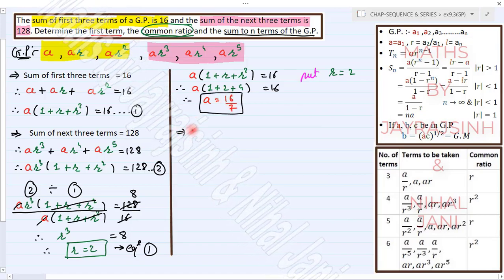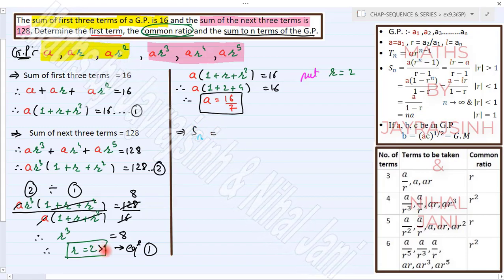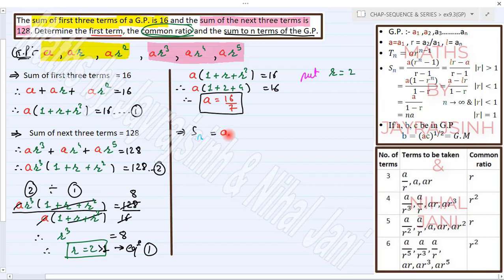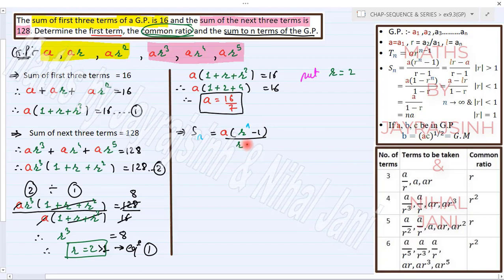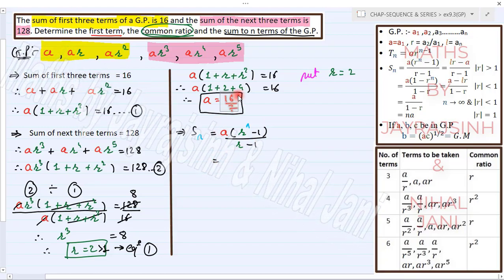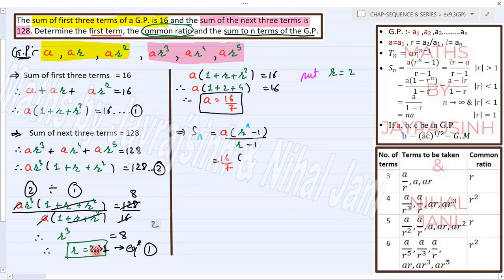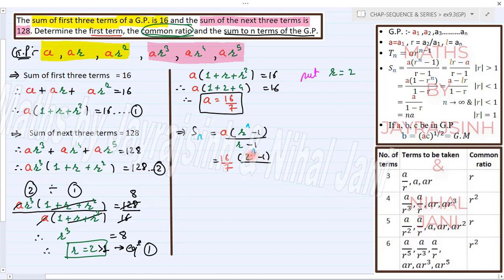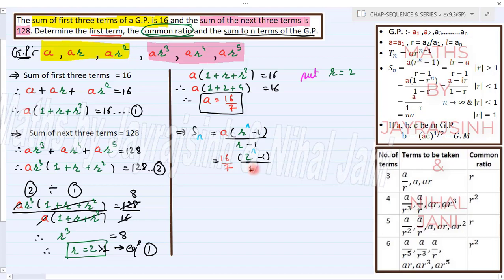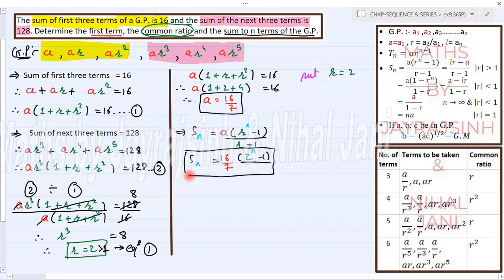Now the last quantity which we have to find is the sum of n terms, and for R greater than 1 your summation is A into R raised to n minus 1 upon R minus 1, where your A is 16 by 7 and R is 2. So we'll get 2 raised to n minus 1, and in the denominator we'll get 2 minus 1, which is 1, which we can ignore. So we get the sum of n terms as your last required term.